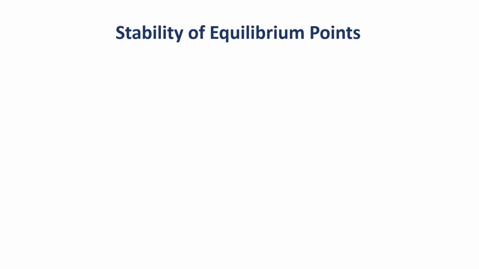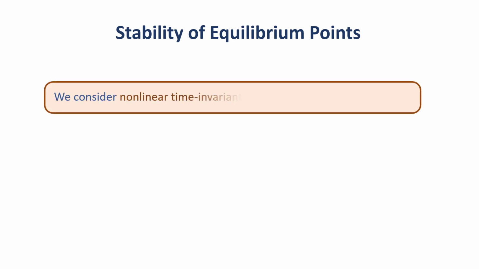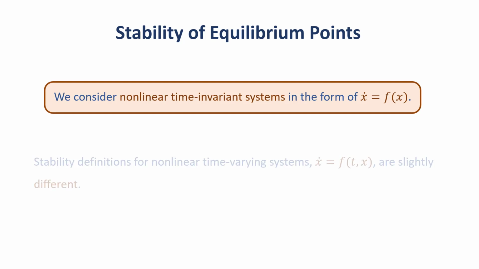Stability theory plays an important role in engineering, so it's important for an engineer to understand different notions of stability. The stability definitions presented in this lecture are for nonlinear time invariant systems in the form of x dot equals f of x. Definitions for nonlinear time varying systems x dot equals f of t and x are slightly different and will not be covered in this video.